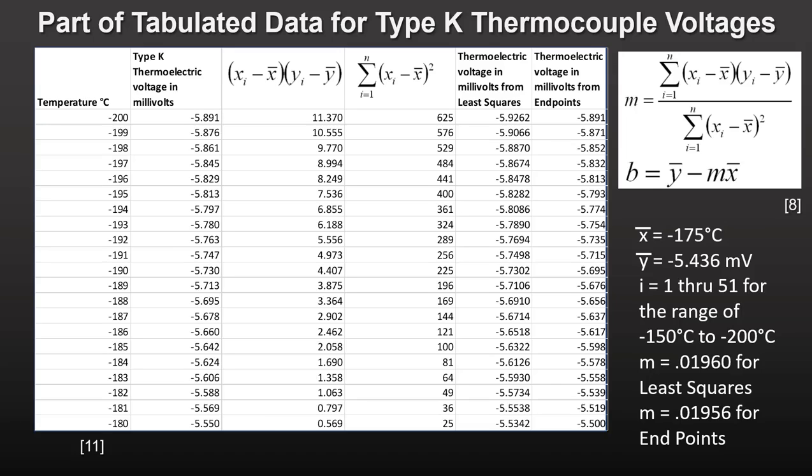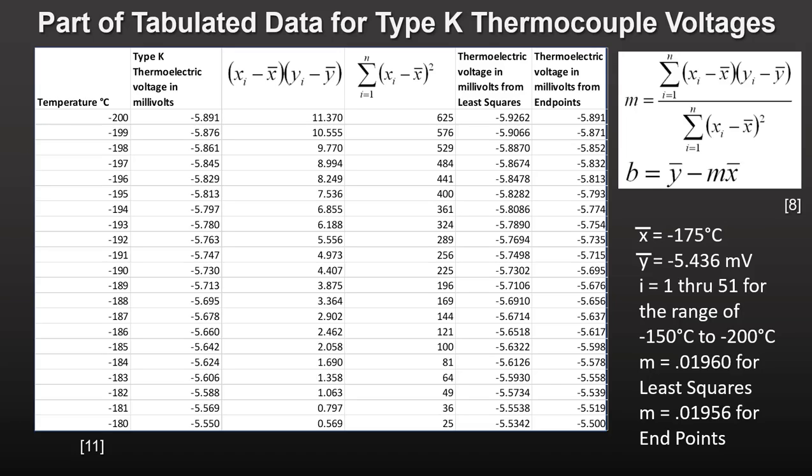These data points are shown in the second column from the right. None of them are equal to the actual thermocouple voltage. These points are solely a linear approximation of the nonlinear thermocouple curve.